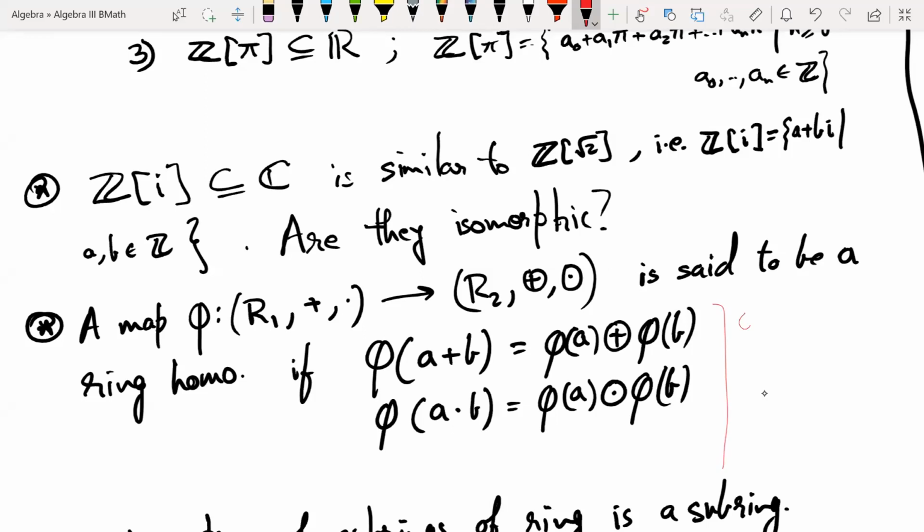So phi is, say, a ring homomorphism from Z[√2] to Z[i], or Z[√3], whatever you like. Then where can phi of square root 2 go? What should phi of square root 2 be? So this is contained in C. Where would phi of square root 2 go? There are not too many options for it.